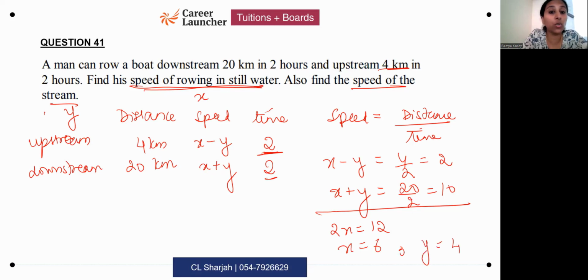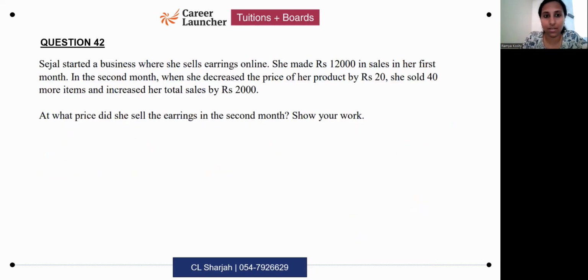And please conclude for these word problem questions in words. Don't just leave x is 6, y is 4. Write in words with units. The speed of rowing in still water is 6 kilometer per hour. Speed of stream is 4 kilometer per hour. Write down like that. Okay, this one.